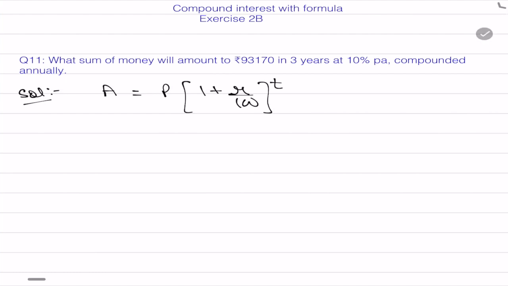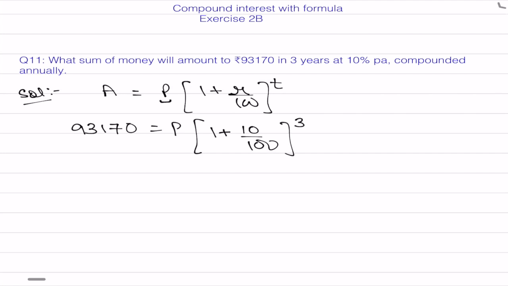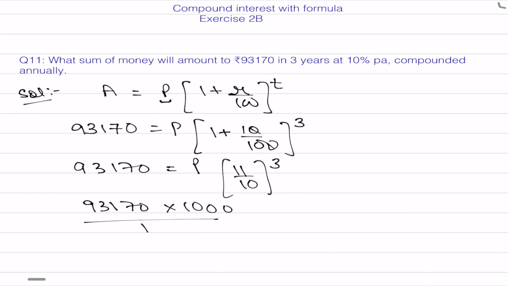Now the amount is, they said what sum of money will amount to rupees 93,170, means the principal is missing and this principal gives us 93,170 rupees as an amount. P will remain as it is, rate of interest is 10 and time period is 3 years. So again we will just solve. It's 11 upon 10 whole raised to the power 3, cross multiply, and after that we will see the value of the principal is rupees 70,000. This is the answer.